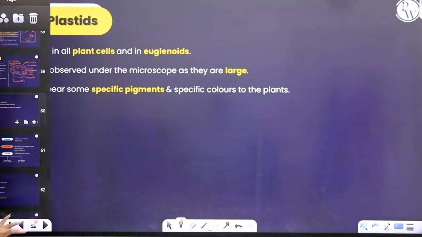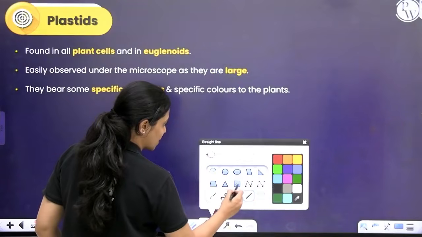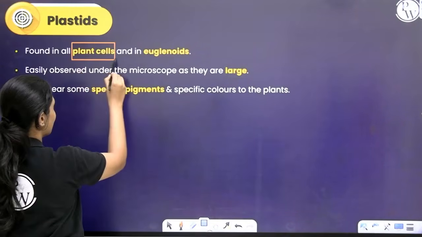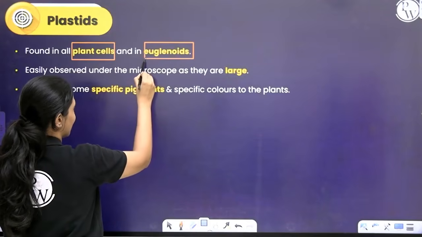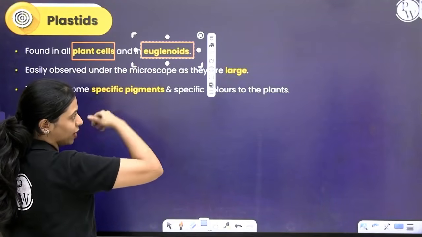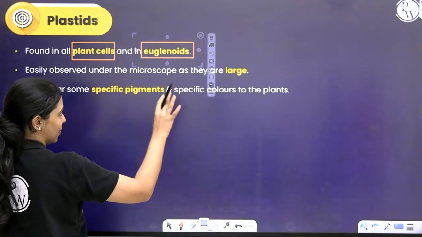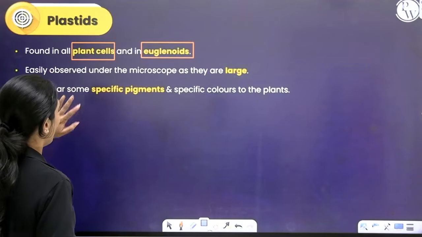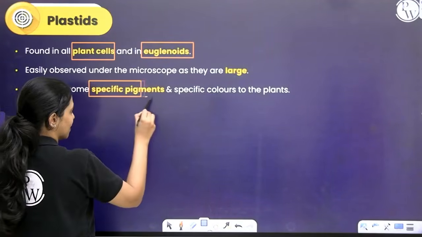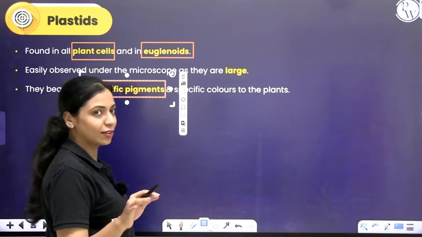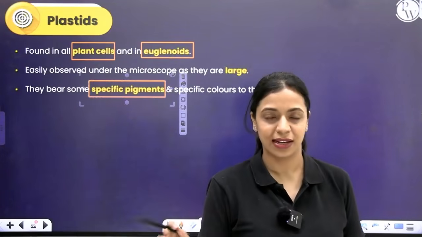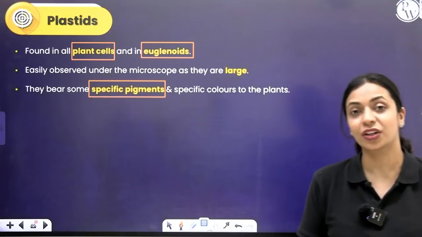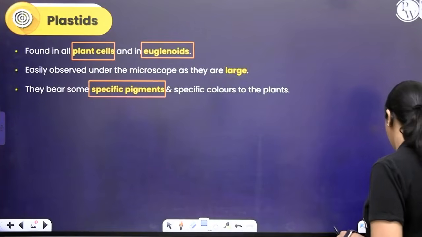plastids. These are found in photosynthetic eukaryotes such as plant cells and euglenoids. Compared to mitochondria, these are slightly larger and they can be seen better under the microscope. These have specific pigments, and because of those pigments, different plant parts appear different colors, like flowers have one color, fruit has one color, leaf has one color. That's because of the type of pigment present in these plastids.